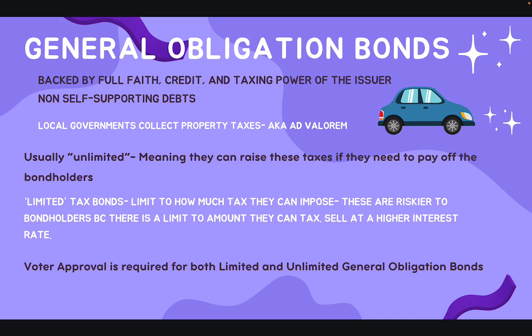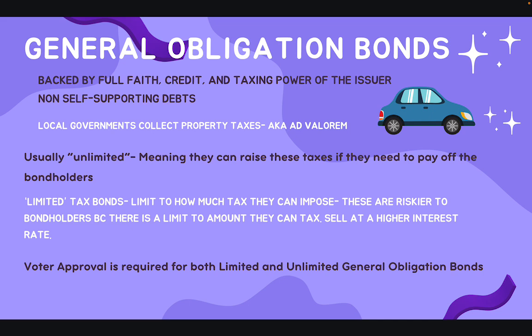Limited tax bonds limit how much tax they can impose. So let's think about it. These are going to be riskier to the bondholders because there's a limit to the amount they can tax. But these can be sold at a higher interest rate because they're riskier, right? This is a common idea that we need to understand: if something is riskier, you're going to expect more of a reward, and you're going to accept higher risk for that reward. So there's a chance that the bondholders won't get paid if there's not enough money. Whereas with unlimited, they can go, hey, we need more money to pay these bondholders, we're just going to tax these people more. So there's less risk in the unlimited. Voter approval, however, is required for both limited and unlimited general obligation bonds.